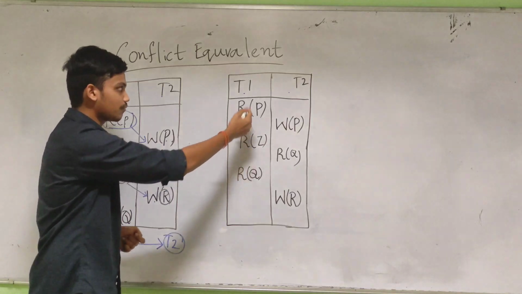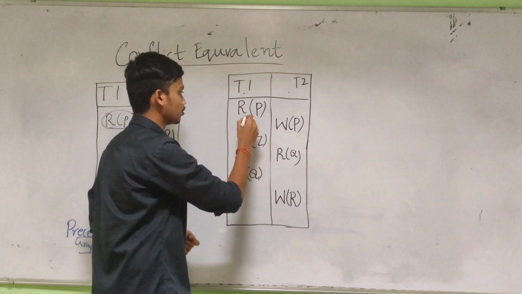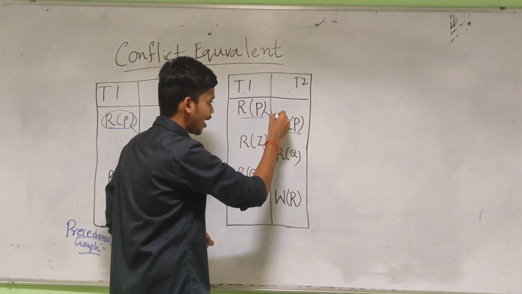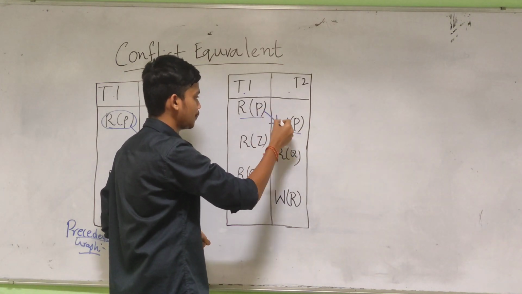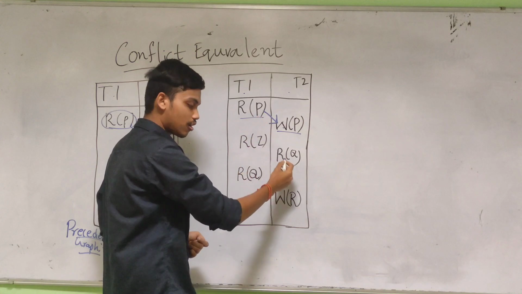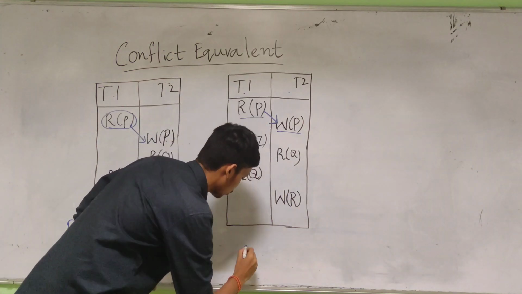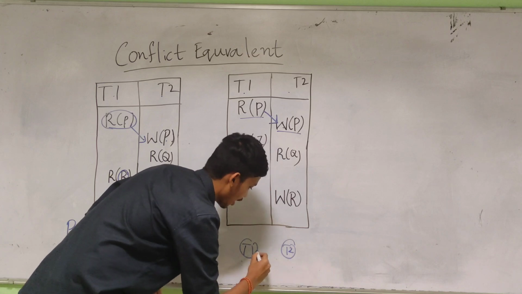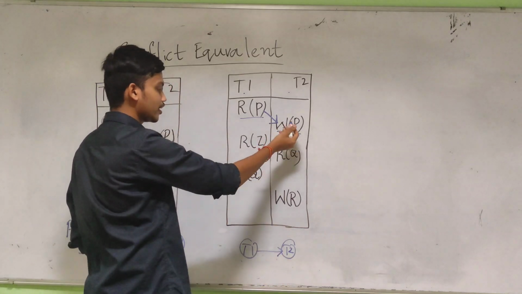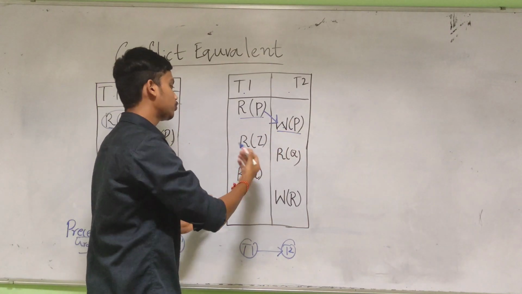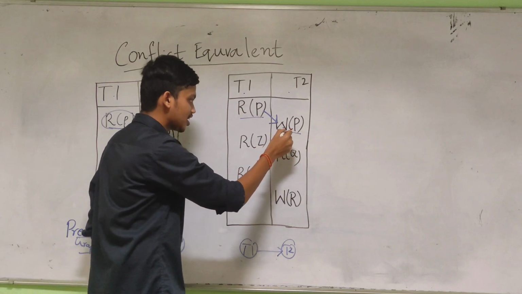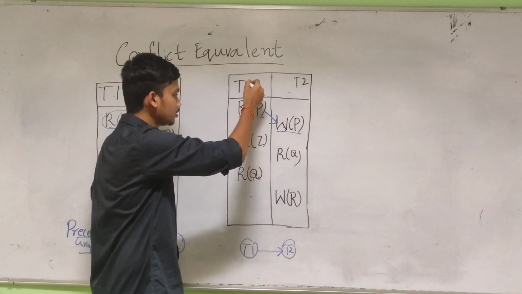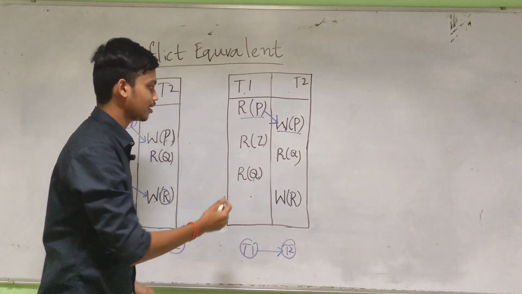Now draw the precedence graph for this schedule also. You see read P is there, write P is there. The arrow should be downward from read P to write P. There is a conflict. Now T1 to T2, the arrow should be like this. Is there any arrow coming from T2 to T1? Now check that one also. Write P is there; check for another write P or read P in this T1. You can't find anything else, right?